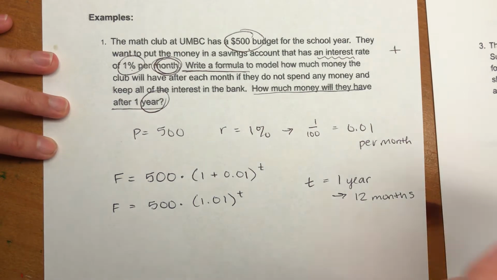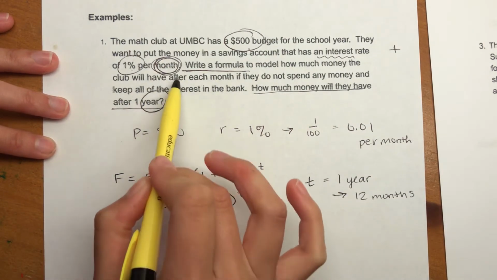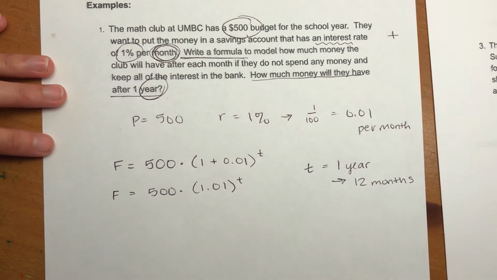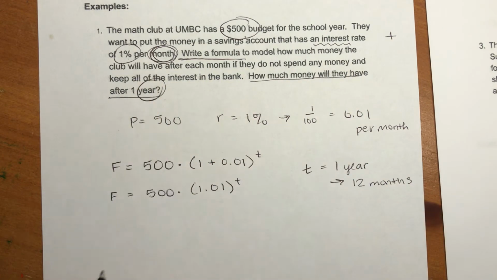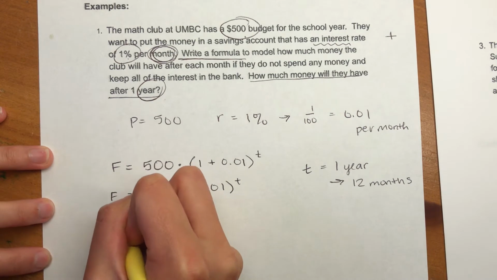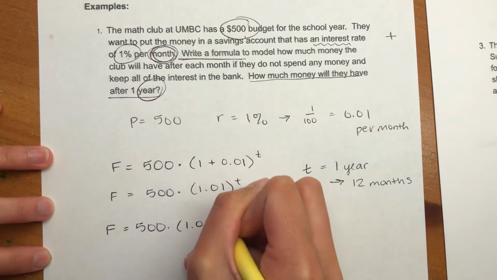So it's important, you want to make sure you have the same unit in these, okay? So not every time will you have the same unit. Most times you will, but in case you don't, 1 year, we're going to express that as 12 months because the interest rate is per month. Okay, so then if my t is 12, I'm going to have 500 times 1.01 to the 12th.